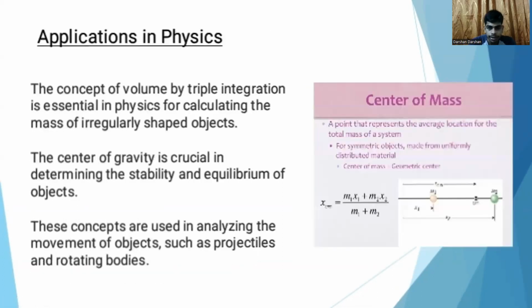Now, applications in physics of triple integration. You can see some of the applications in physics by using triple integration. The concept of volume by triple integration is essential in physics for calculating the mass of irregularly shaped objects. And the center of gravity is crucial in determining the stability and equilibrium of objects. And these concepts are used in analyzing the movements of objects such as projectiles and rotating bodies. You can see here the diagram.